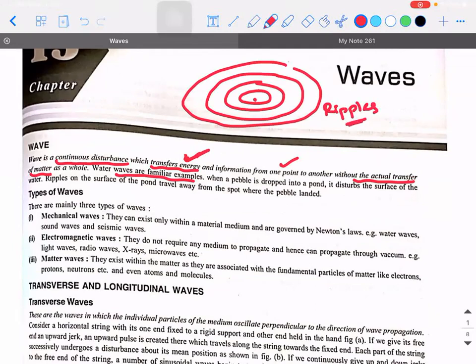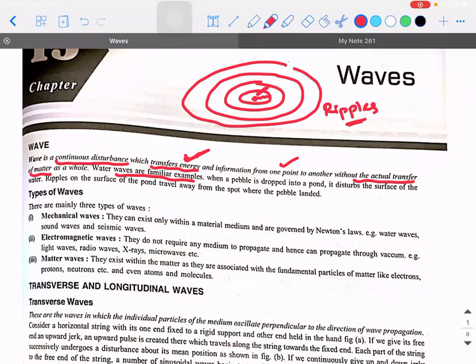You'll see some ripples around it, right? So what will happen is the stone has actually fallen here, but it has transmitted the energy to the particles next to it and it has come to rest. So when this happens, the energy is getting transferred from one particle to another, but the actual matter, that is, the substance, is not traveling. For example, the pebble will be here only.